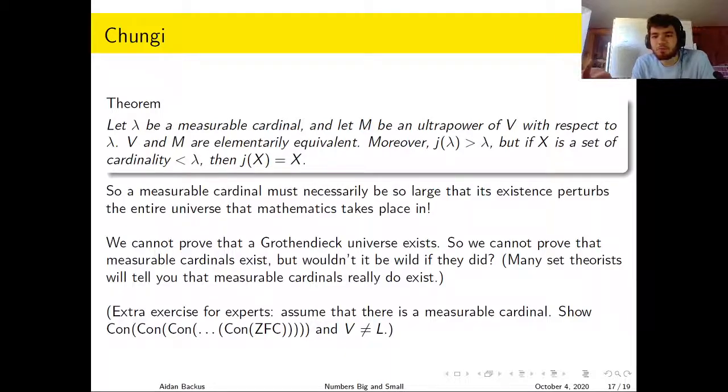So yeah. Oh, and if you know some set theory, you should try to use measurable cardinals to prove some theorems. Prove that the consistency of the consistency of the consistency of ZFC is true, and prove that there exists a set which is not constructible. If you don't know what those words mean, cool, not a big deal.